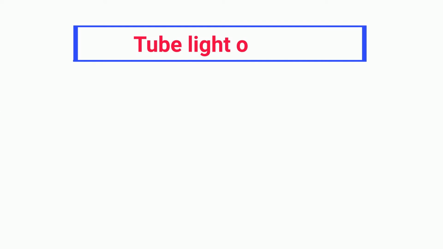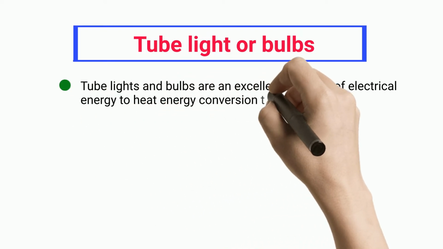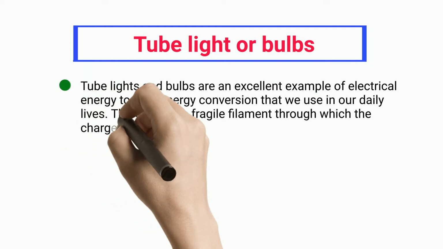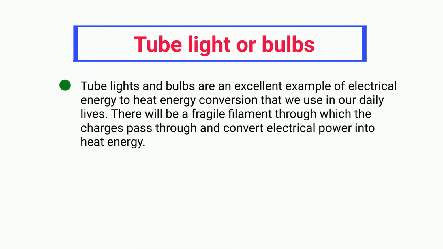Tube light or bulbs. Tube lights and bulbs are an excellent example of electrical energy to heat energy conversion that we use in our daily lives. There will be a fragile filament through which the charges pass through and convert electrical power into heat energy.